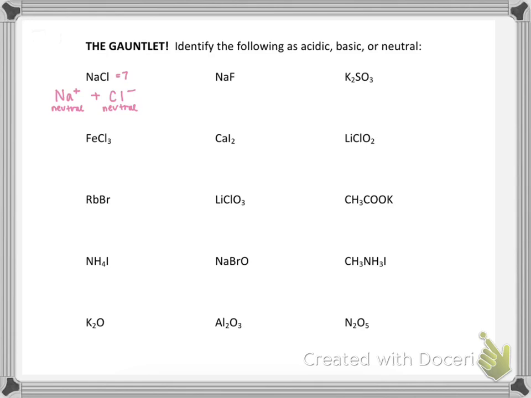Okay, so next up we have NaF. So this will dissociate again into sodium ions. Then instead we'll have fluoride ions. So sodium, we've already said, is going to be neutral. Fluoride would come from HF, which is a weak acid. So this ion is going to be a weak base. So overall, this salt would be basic. And our pH would end up being greater than 7 after dissolving this in water.